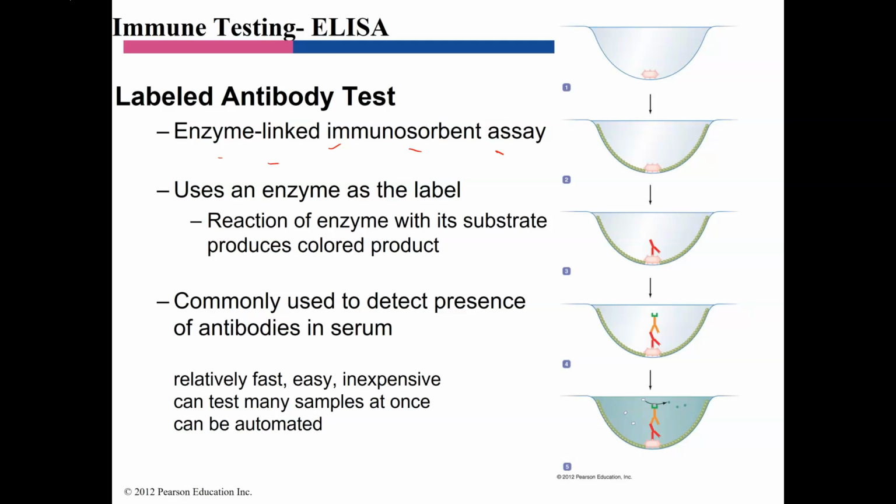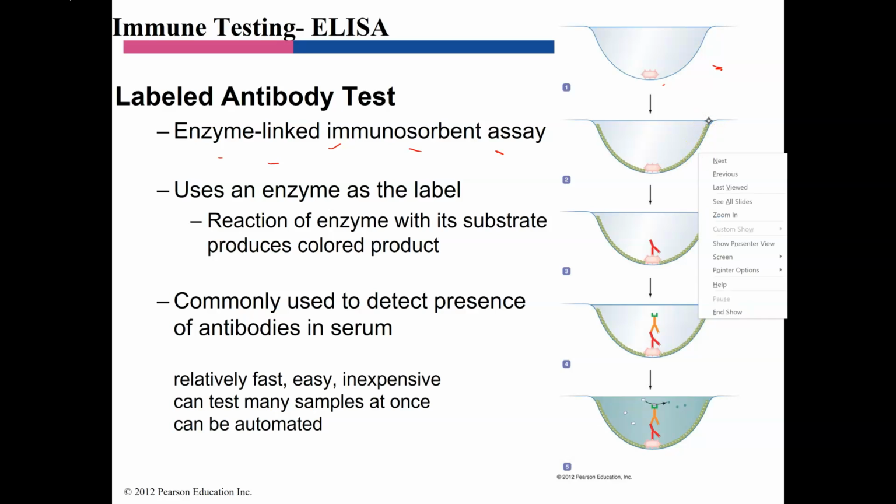So going down these panels, the first thing that we do is in the well, you're going to put the antigen, in this case, that little pink thing. You follow that by coating the well with non-specific proteins, the green stuff.